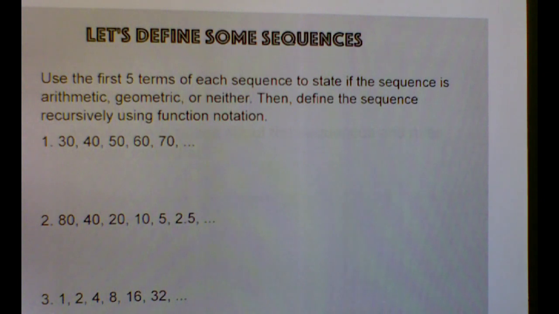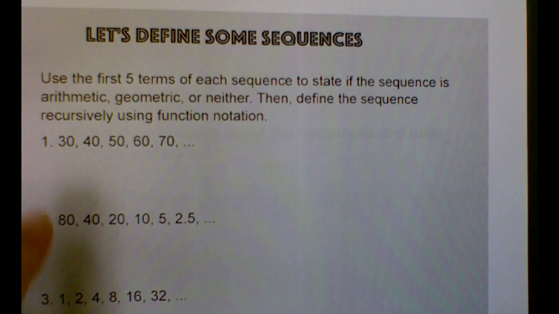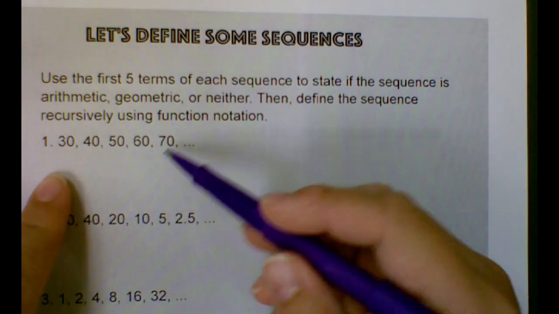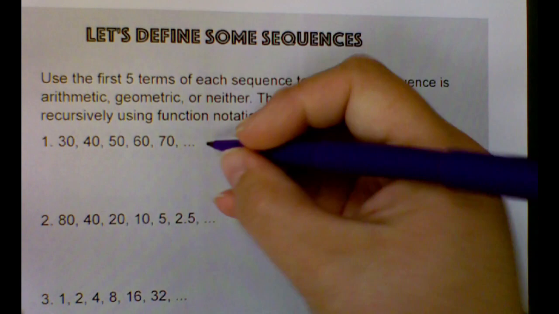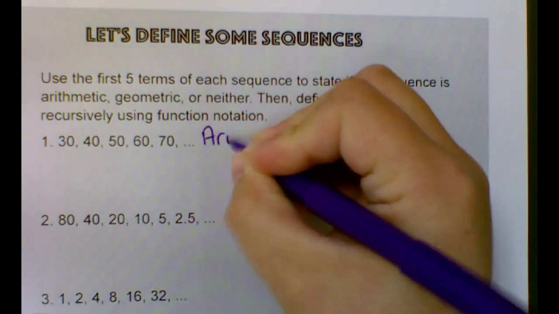So the first thing is to decide whether the sequence is arithmetic, geometric, or neither. Well, in this first one, I have 30, 40, 50, 60, 70. I notice that it's going up by 10 each time. We're adding the same value each time, so that means this is arithmetic.